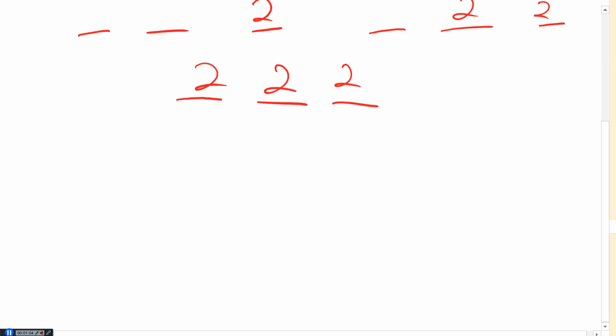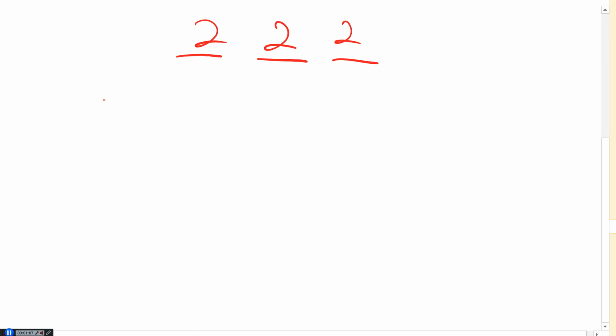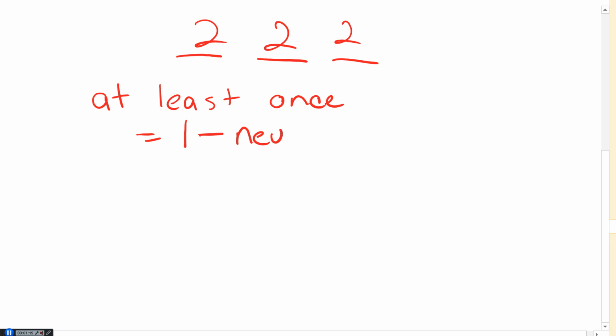But when we're looking at "at least once," remember that is the same thing as saying 1 minus that it never comes up, because remember, the probability of all the possible outcomes adds up to 1. So here we're talking about the time where it's never a 2. Now it could be a 1, 1, 1, a 3, 3, 3, a 4, 4, 4, or a 1, 3, 4, those types of things. Honestly, I don't want to add those up either.